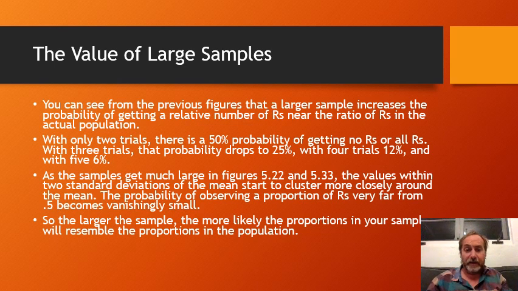That's the idea, anyways. We can see why getting a large sample guarantees, or almost guarantees, a much higher probability that the proportion of R's you find in your sample will be similar to the proportion of R's in the population.